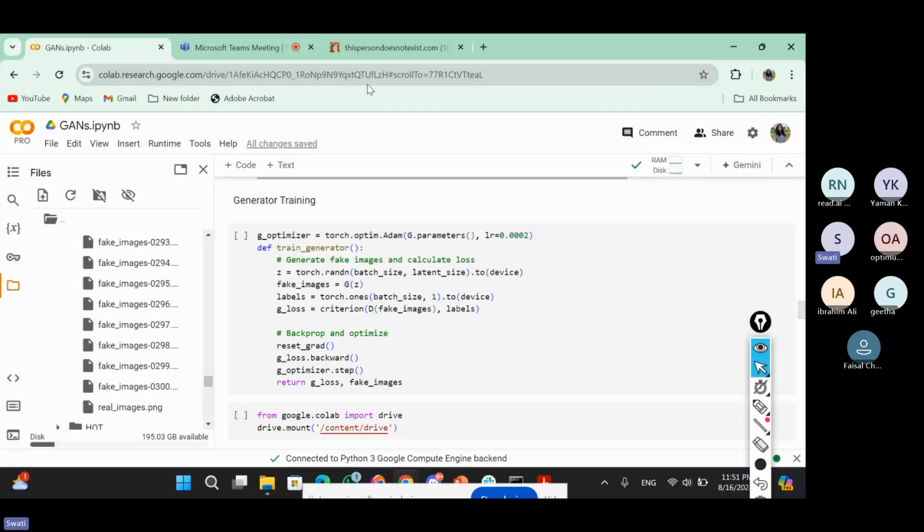Today's session was a bit short. I didn't keep it very long. In this session, we have learned about GANs, what is a generator and what is a discriminator, what are their main roles, and how you can generate fake images using the generator and discriminator.